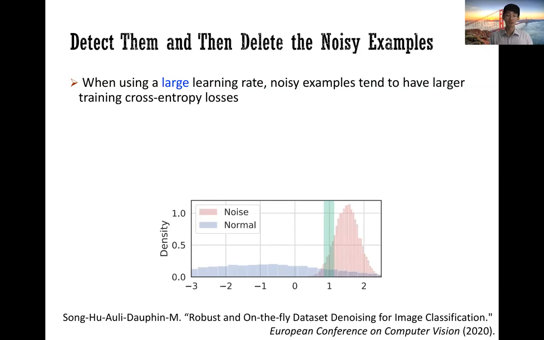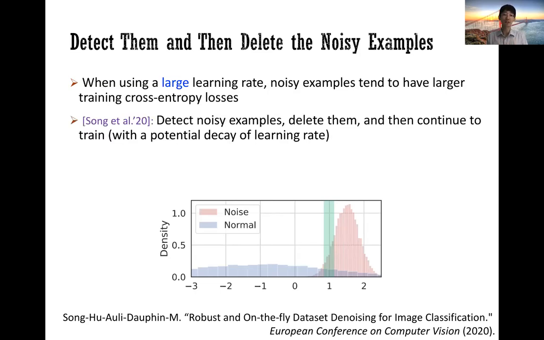This is joint work with Jiaming Song, Lun Jiahu, Michael Olli, and Yan Dolphin. We show that if you have a synthetic noisy data set and plot the histogram of the training losses, then you can see that the noisy examples tend to have much larger losses than the normal examples. And if you have some threshold, then you can pretty much tell them apart approximately.